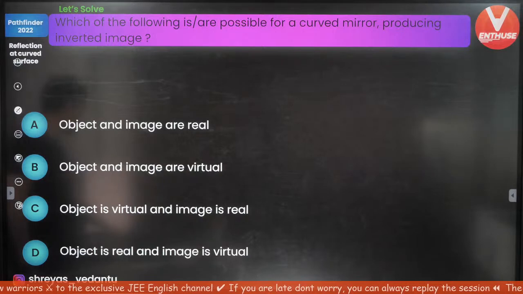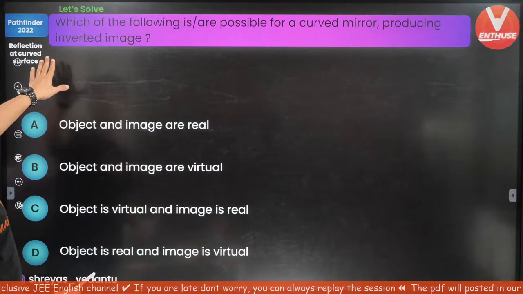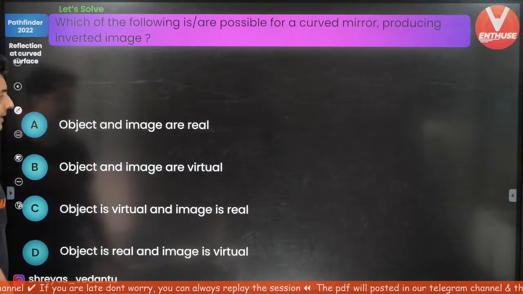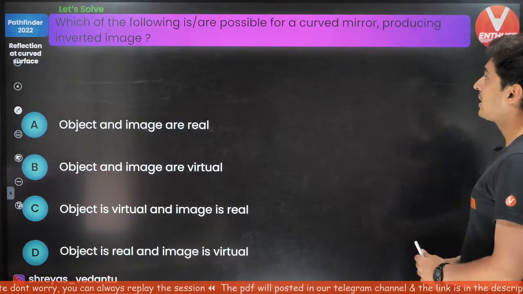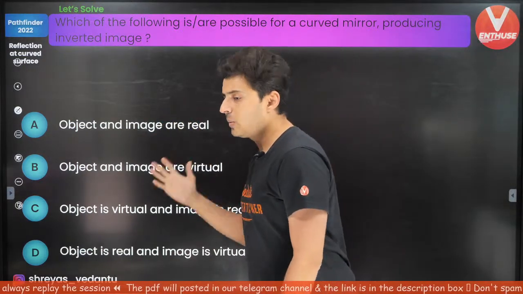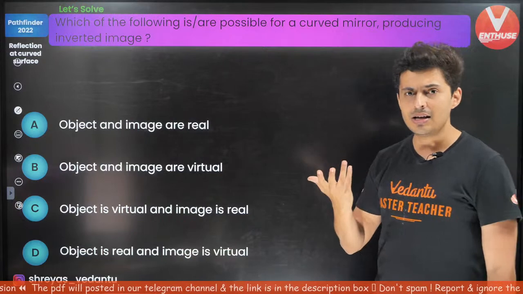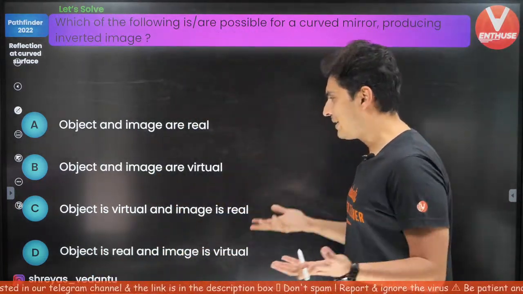So for producing real image. Let's see how many of you can do this question. Sorry, not real image, inverted image. More than one may be correct. Think carefully. This is a curved mirror and you have to produce inverted image. Which of the following is possible? AB, BC, CD, ABC, BCD, ABD, ABCD, or just A, or just B, or just C, or just D.